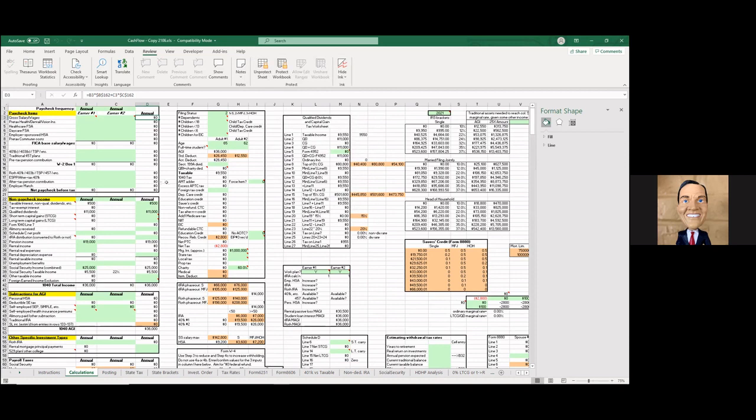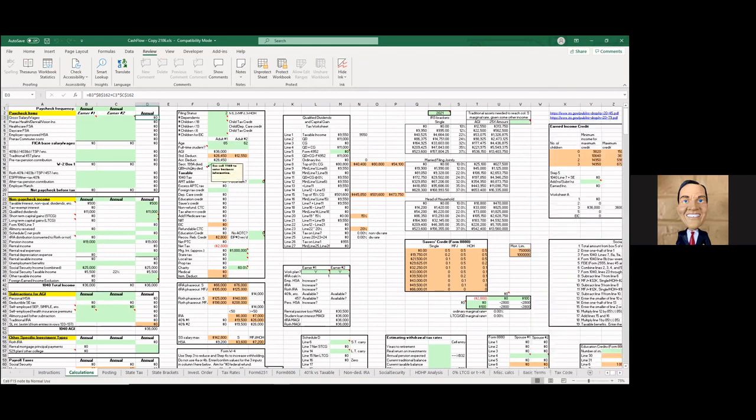So that's just a quick overview of the tax calculation sheet.